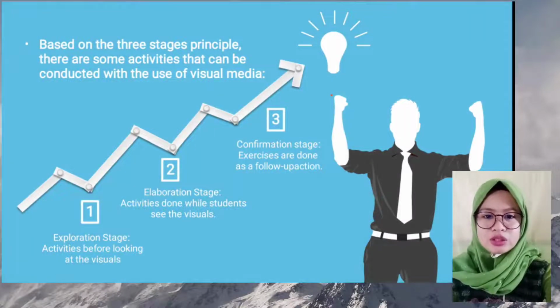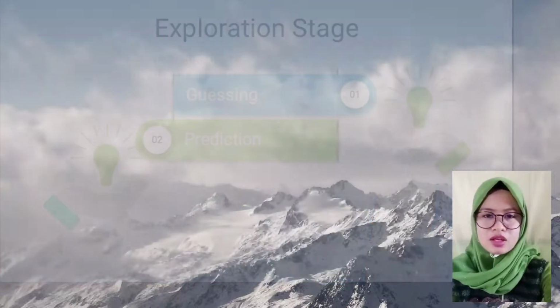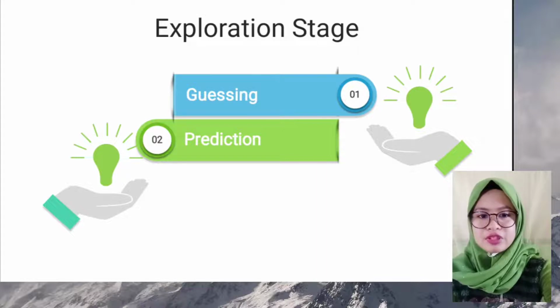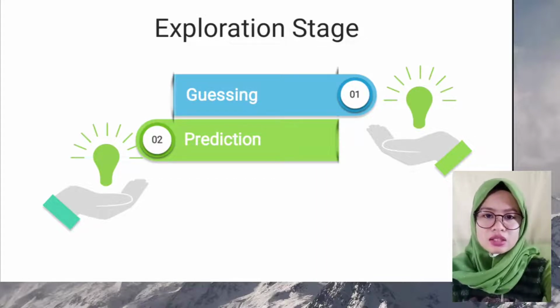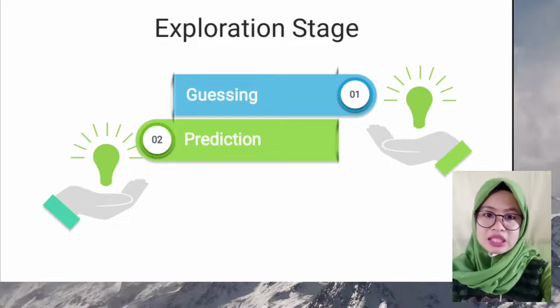And based on the 3-stage principle, there are some activities that can be conducted with the use of visual media. The first one is exploration stage, activities before looking at the visual. The activities are guessing. Before looking at the visual, the students can be guided to guess the topic of the picture based on some keywords or utterances or some text related to the picture.